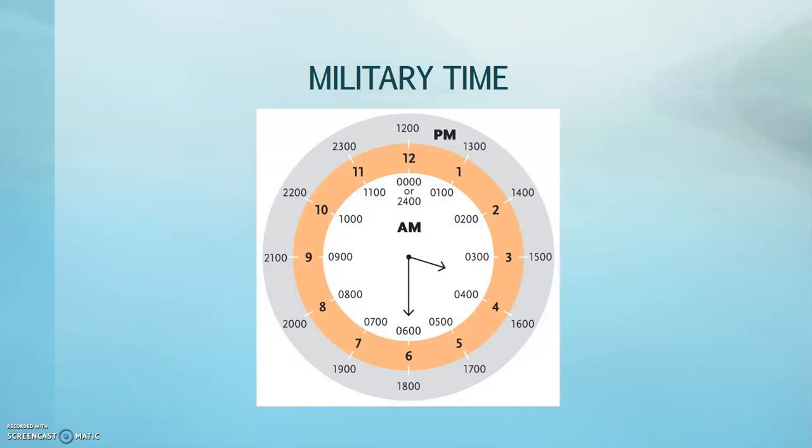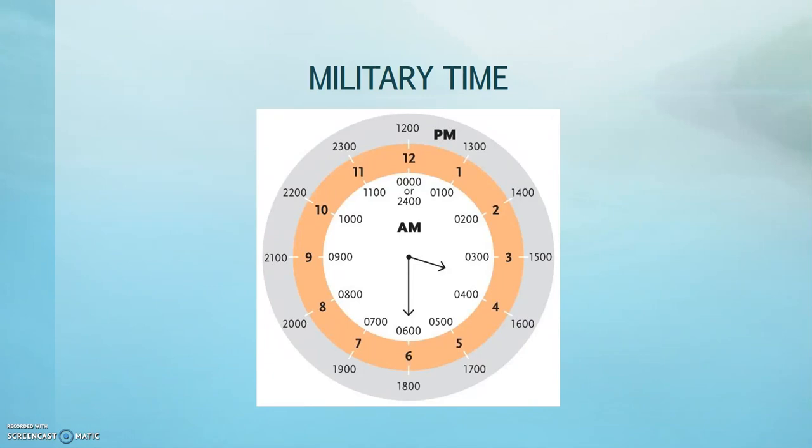Military time. Medical professionals use military time to prevent confusion of AM and PM. On this diagram, the orange ring represents normal time, or civilian time. The white represents military time for the morning, and the gray is military time for the PM. Midnight starts the clock at 0000. An hour is equal to 100.